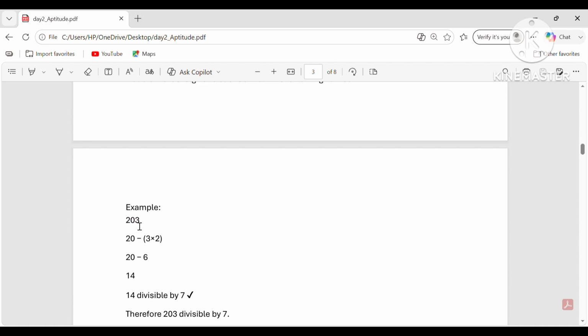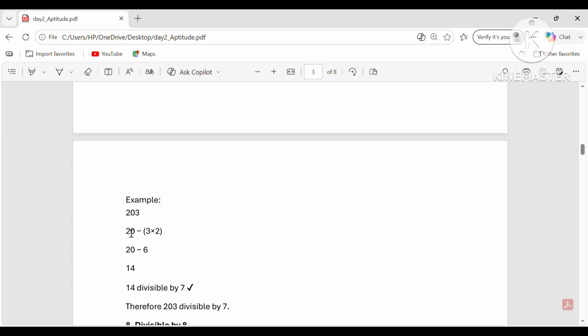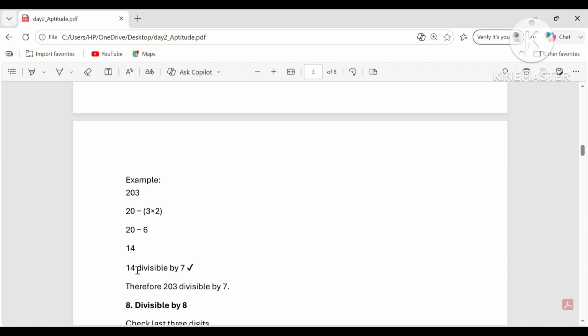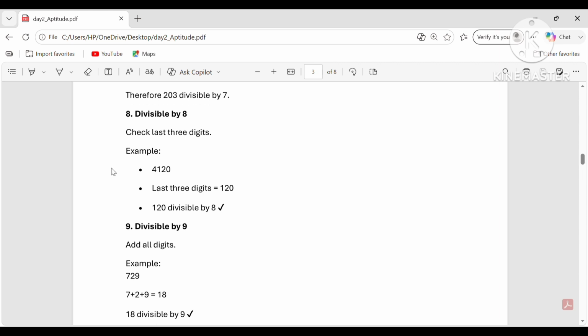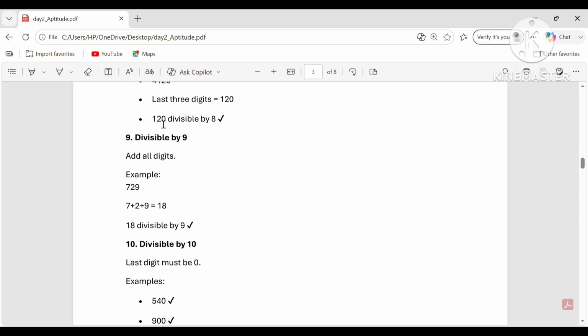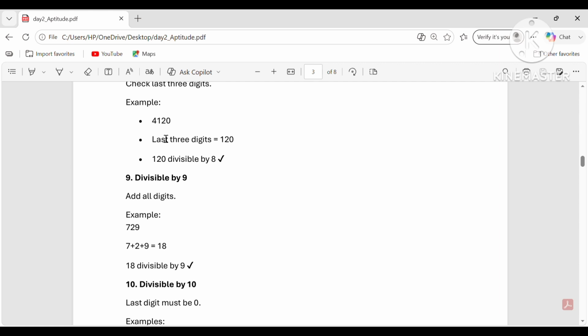Coming to divisible by 7. Double the last digit and subtract from the remaining number. That means, for example, 203 is the number given and we need to double the last digit. That means 3 into 2. Next we need to subtract the doubled value from the remaining value. So 20 minus 6, 14. If 14 is divisible by 7, then this number is also divisible by 7.